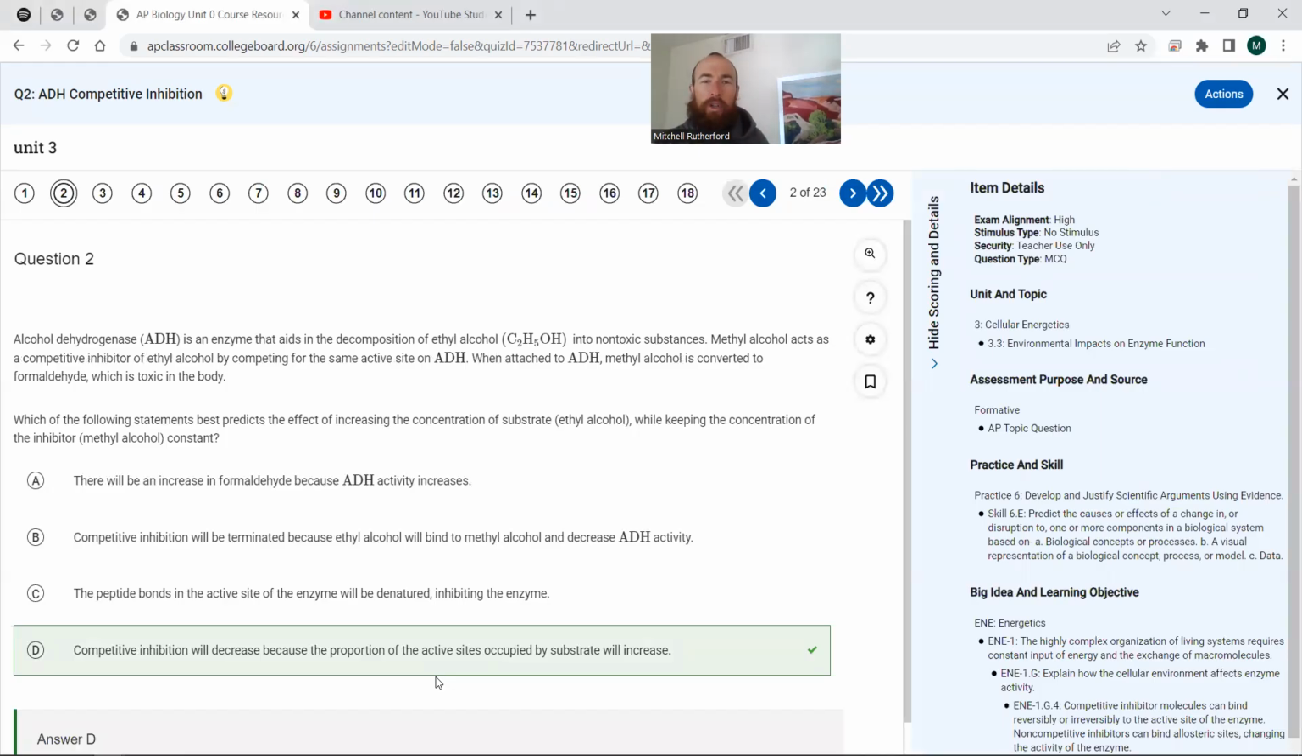Look at all these fancy words, okay? We just got to know, I say ligand, they say substrate, same thing, okay? The active site is the part on the enzyme where it binds, and they're competing. Ethyl alcohol and methyl alcohol are both competing to bind with ADH. There's a little competition there, okay? This is a classic concept.